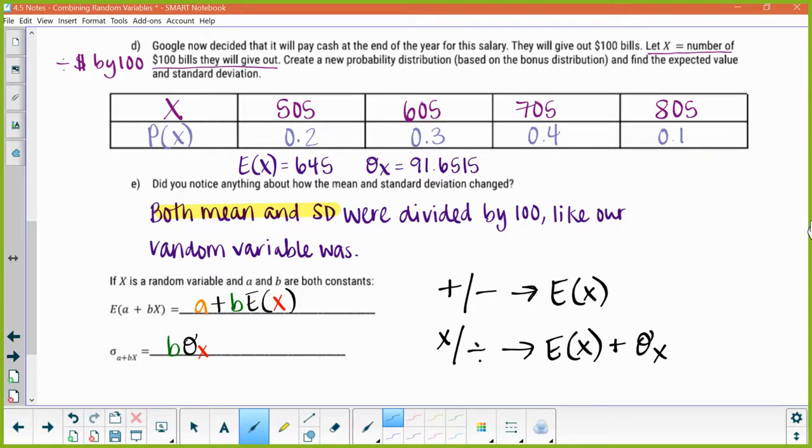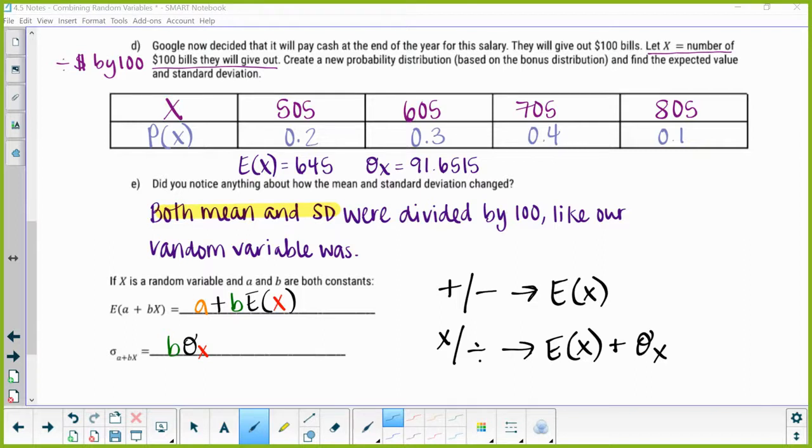Okay, last page. I know a 3-pager, very rare for us. We are going to go ahead and just tackle some examples together, and then you'll have some time to work on your practice.